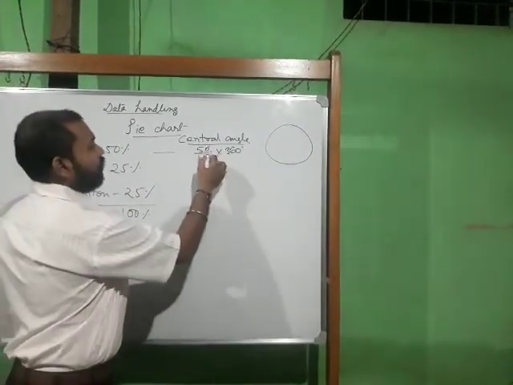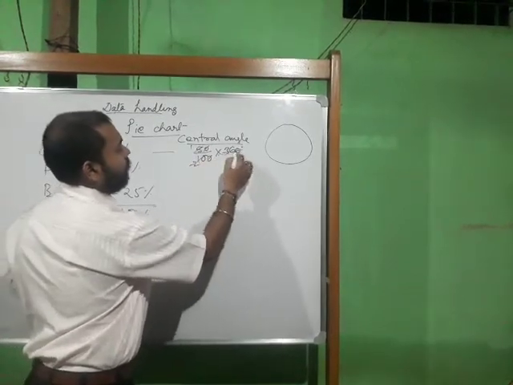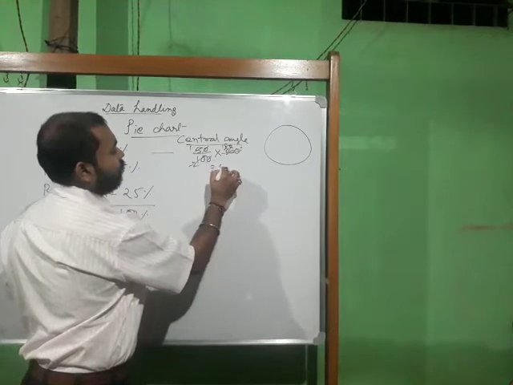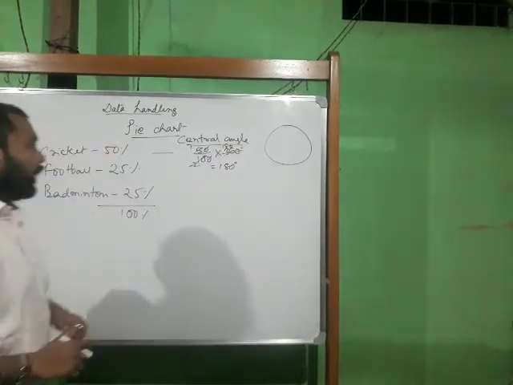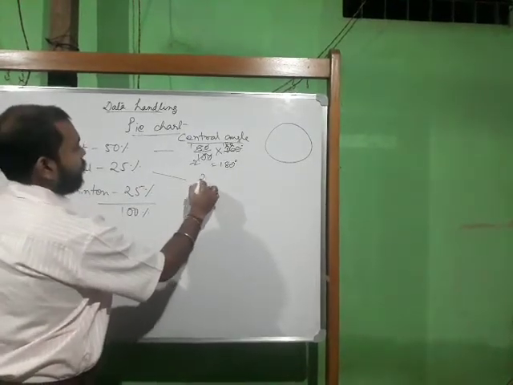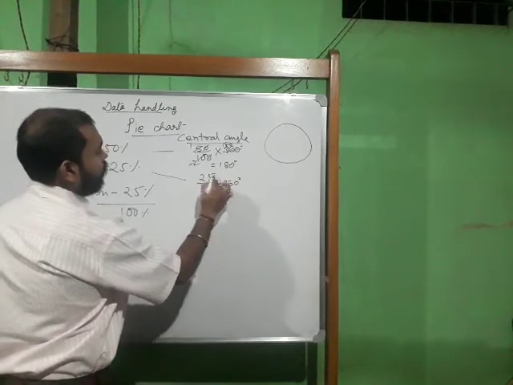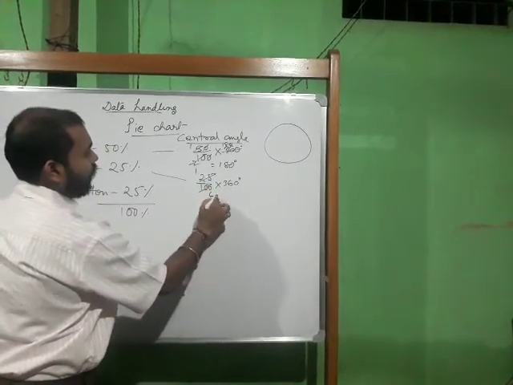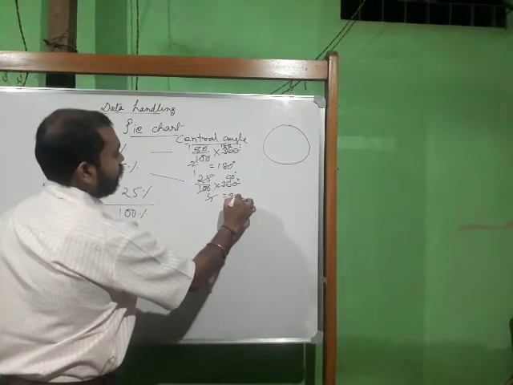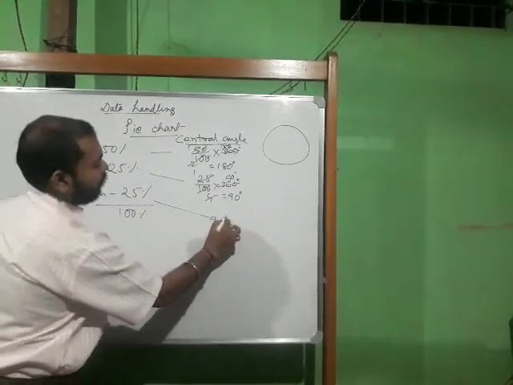Now 50 by 100 into 360: 5 ones are 5, 5 twos are 10, and then 2 ones are 2, 2 eights are 16, so it is 180 degrees. Now football. For football again 25%, so 25 by 100 into 360 degrees. 25 ones are 25, 25 fours are 100, 4 nines are 36, so it is 90 degrees. Similarly, badminton is also 25%, so the answer will be 90 degrees only.